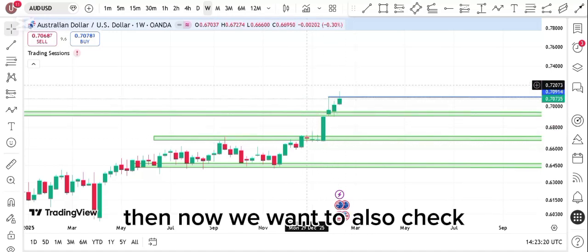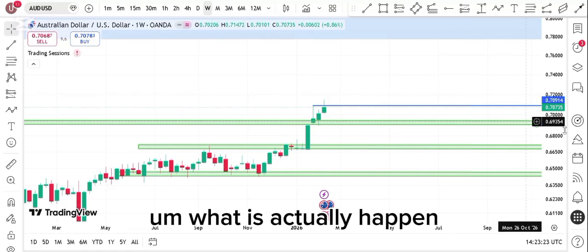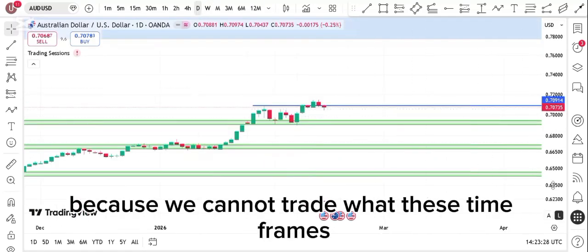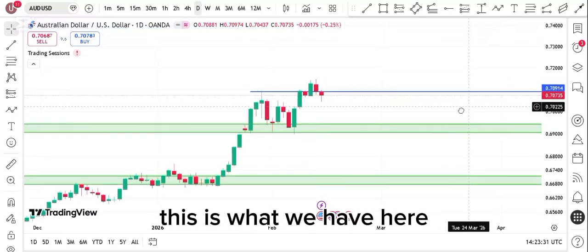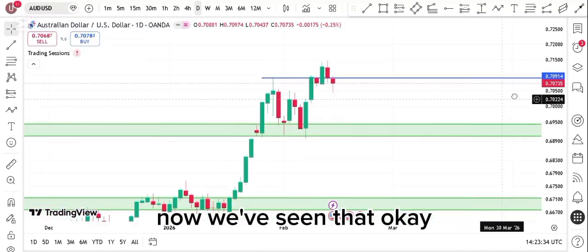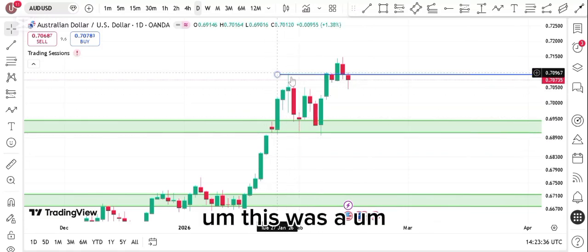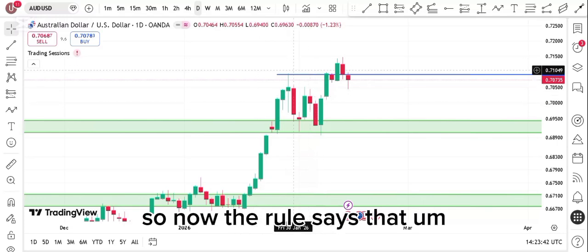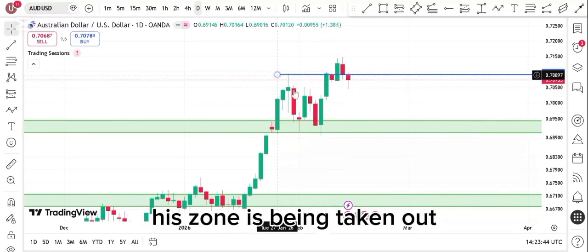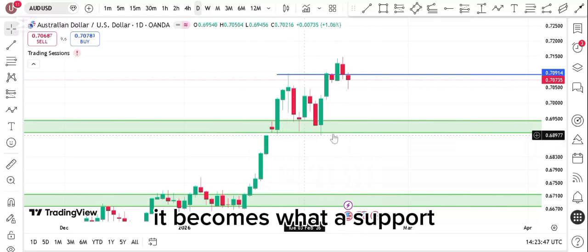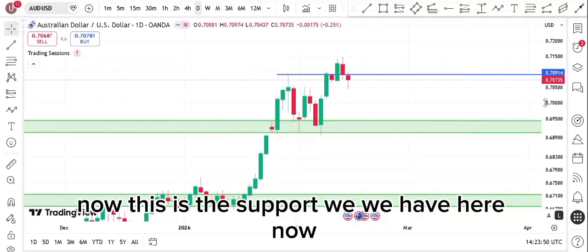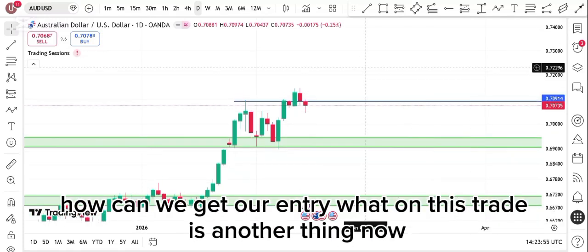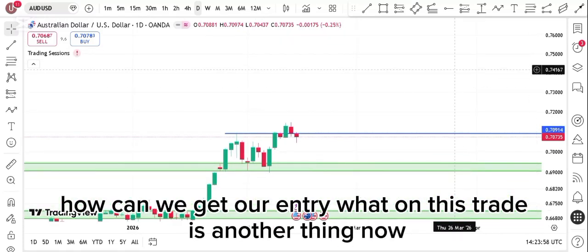Then we also want to check what is actually happening on the daily time frame, because we cannot trade these time frames. On the daily time frame, this is what we have here. We've seen that this was a change of market structure from the monthly. So the rule says that whenever a zone is taken out, it becomes a support. This is the support we have here. Now we want to get our entry. How we get our entry on this trade is another thing.